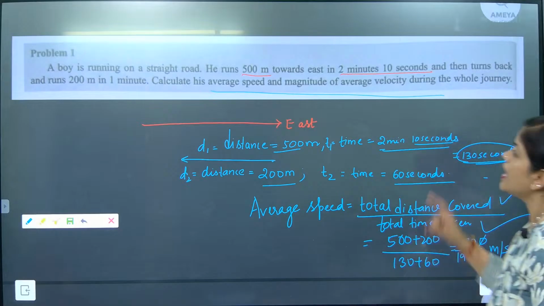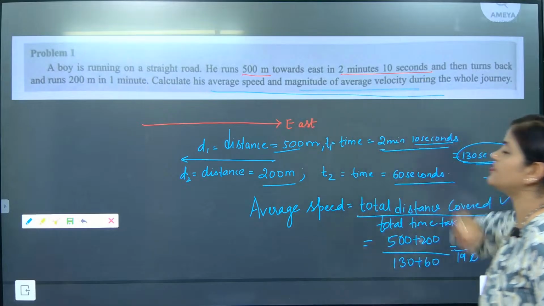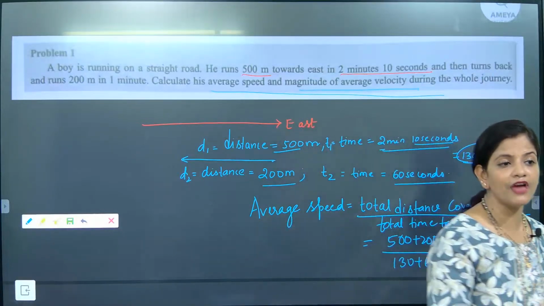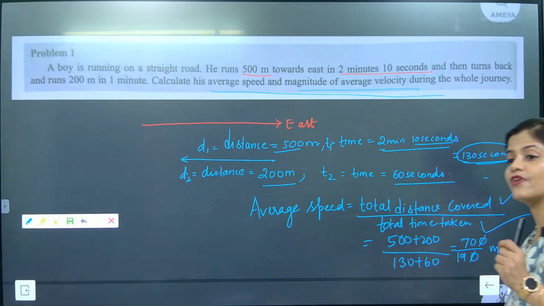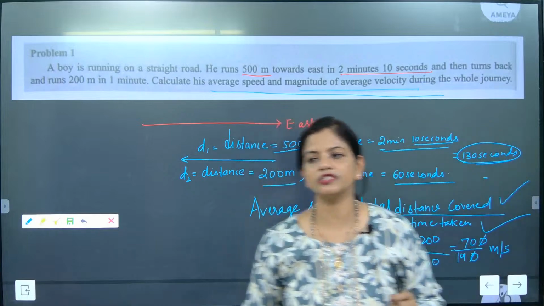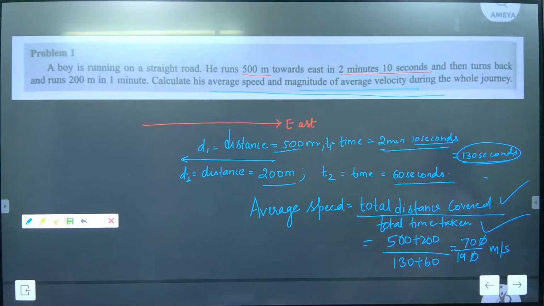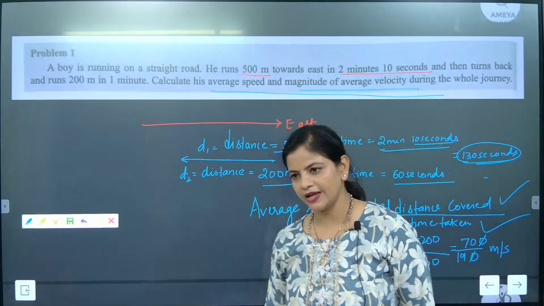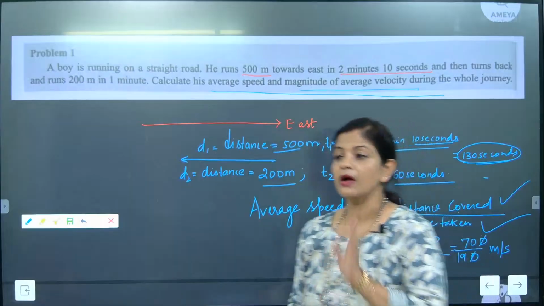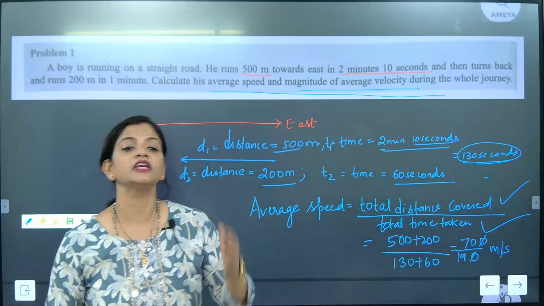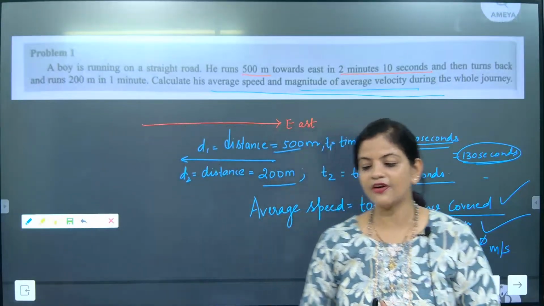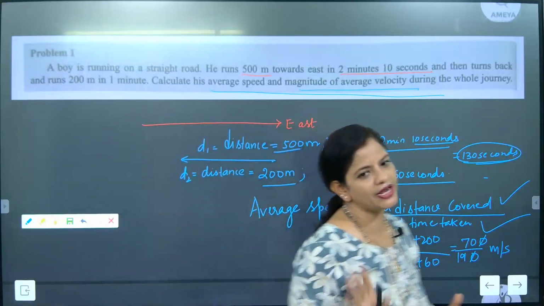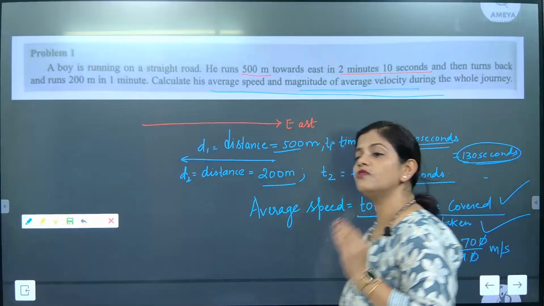Now they are asking average speed and magnitude of average velocity. Understand one thing: when they ask magnitude of average velocity, now they are asking velocity, and in velocity we are dealing with displacement. Understood? Average speed means total distance by time. But average velocity means total displacement by time. Beta, what is the meaning of displacement?